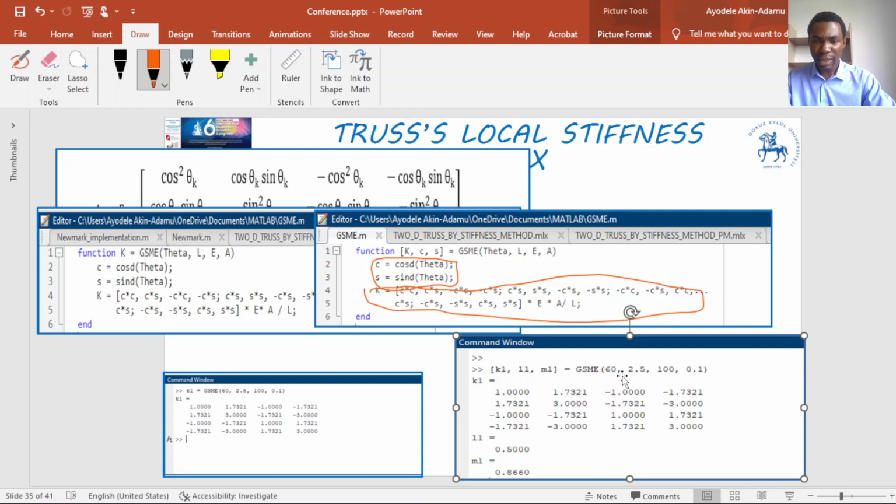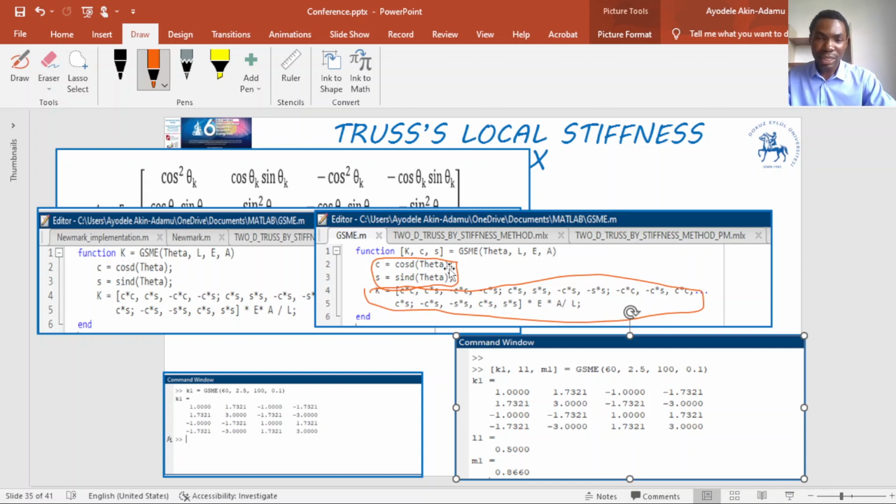So in GSME, I gave it 60 as my angle, 60 degrees, 2.5 as the length, 100 as the Young modulus, and the area 0.1. When I enter the values, I also created a row vector labeled K1, L1, M1. So Matlab will return my local stiffness matrix into the variable K1. That is my local stiffness matrix for the first element, K1.